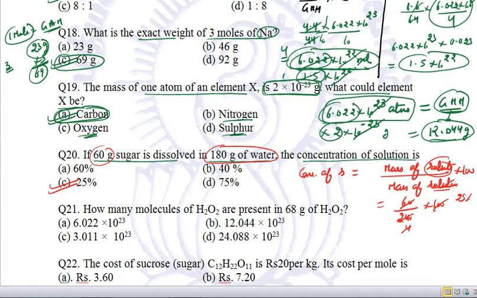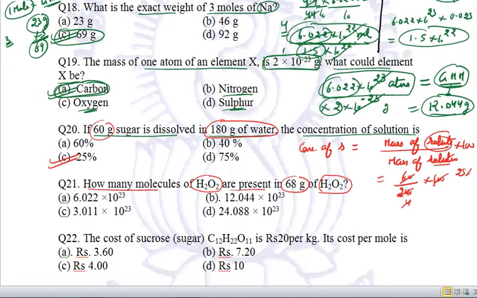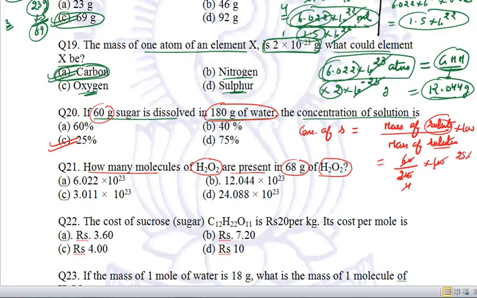Coming to the next question. How many molecules of H2O2 are present in 68 gram of H2O2? Now we have to once again calculate the number of molecules, and the formula we already know. In order to calculate the number of molecules, we will just take the mass given to us in the question, that is 68 gram, divided by gram molecular mass. Now what is the gram molecular mass? Gram molecular mass of H2O2, if we calculate, it comes out to be 34 gram.